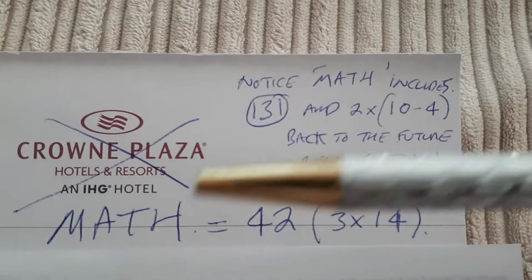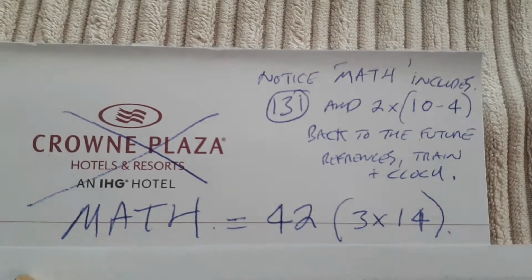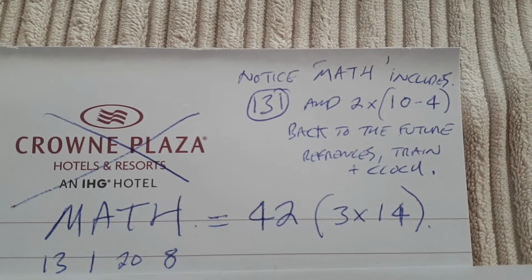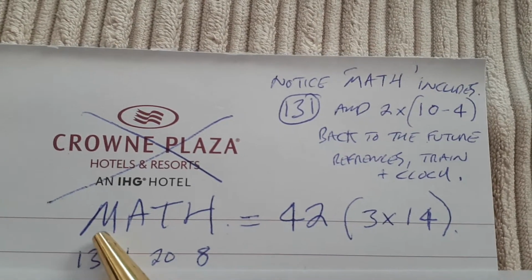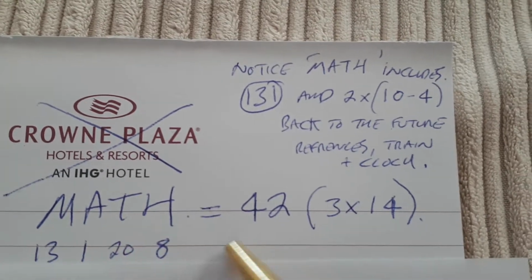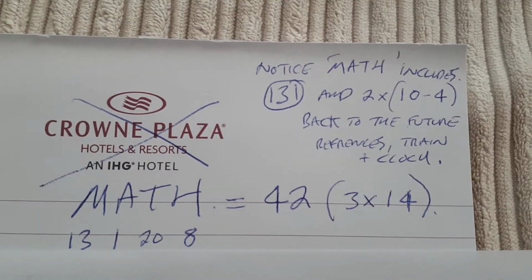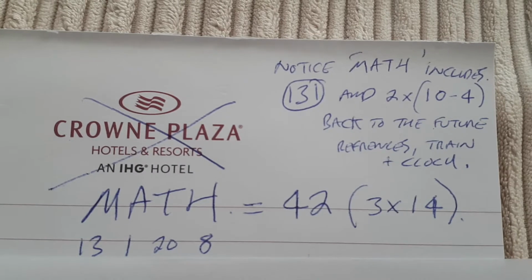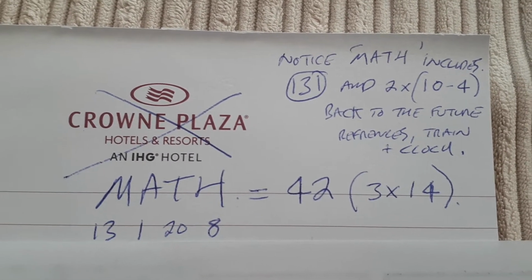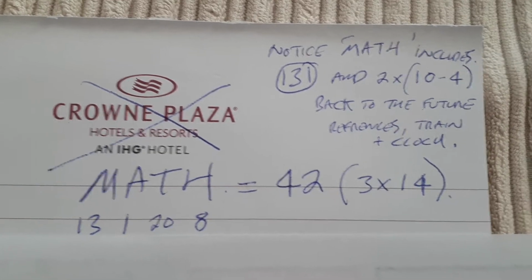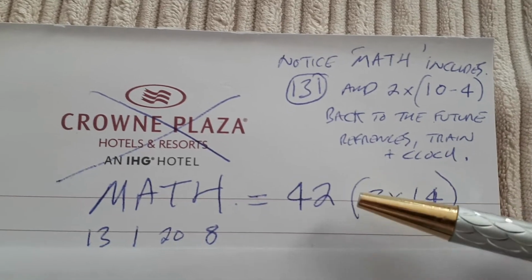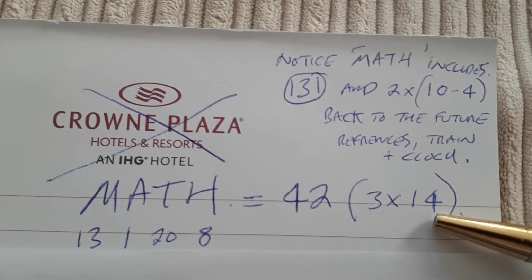So let's just start off with the word math itself. M-A-T-H. Underneath, that's the value of each letter: 13, first letter, 20th letter, 8th letter. It all comes to 42. Big number for the elite Freemasons, whatever you want to call them. They love the number. It's the answer to the ultimate question in Hitchhiker's Guide. 3 times 14 is 42. It's your pi reference.